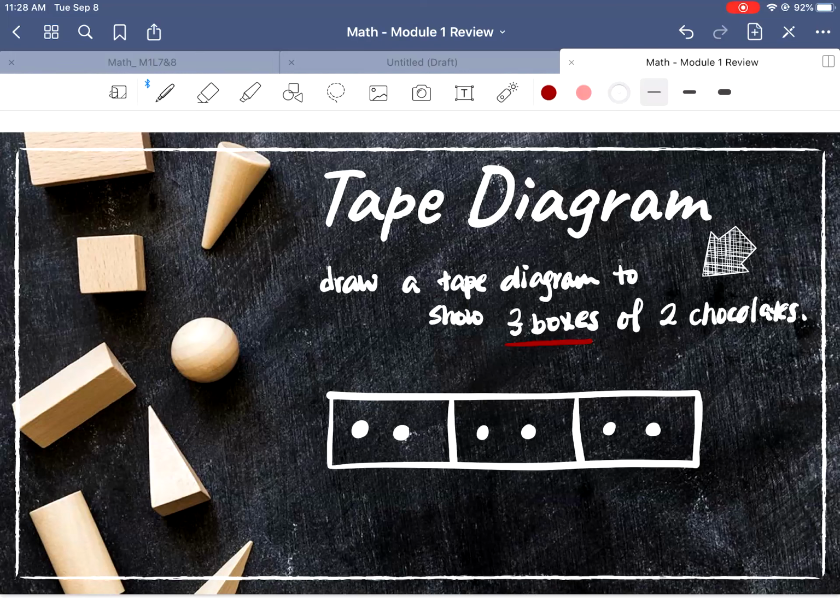However, I'm not done because I have to do 2 more things. One is labeling the number of chocolates in each box, and I also need to count the total number of chocolates, and I'm going to write it under here. So whenever there is a question about a tape diagram, please make sure to include this kind of representation.